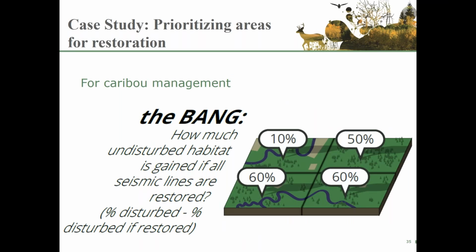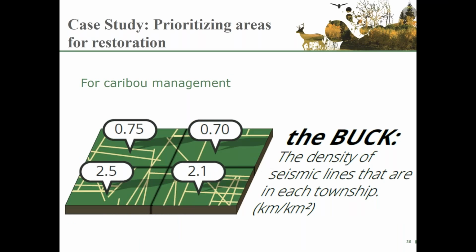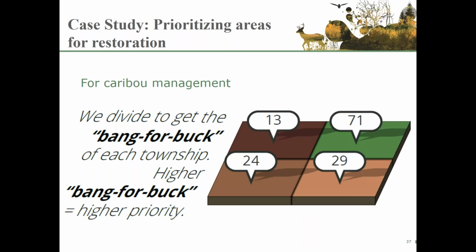But what is the cost of restoring all the seismic in each of these townships? In this case, the CMU used line density as an indicator of cost. More lines mean more money to restore. So we divide the bang by the buck, and those townships that get the most undisturbed habitats for the least amount of resources have the highest priority.